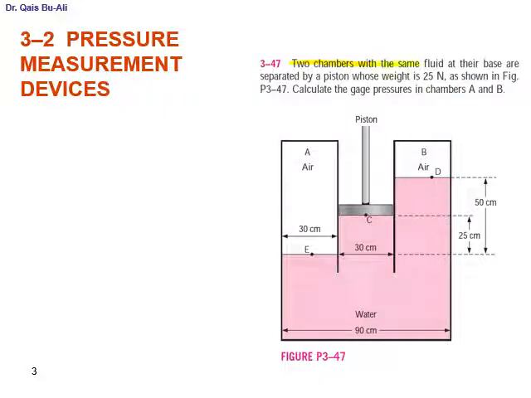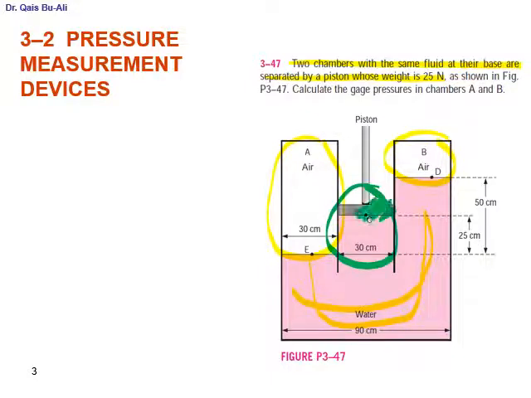Two chambers with the same fluid at their base are separated by a piston whose weight is 25 Newton. So I have two chambers, this is one chamber, this is another chamber, with the same fluid at their bases. This is water, as you can see, and they are separated by a piston whose weight is 25 Newton. He's asking to calculate the gauge pressures in chambers A and B. He wants the gauge pressure here, and he wants the gauge pressure there.